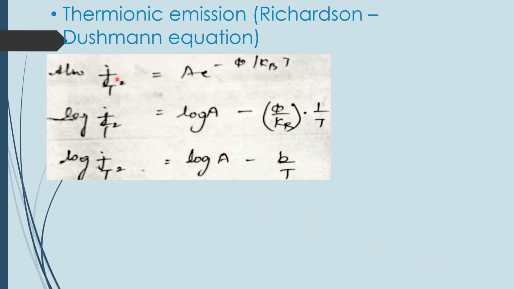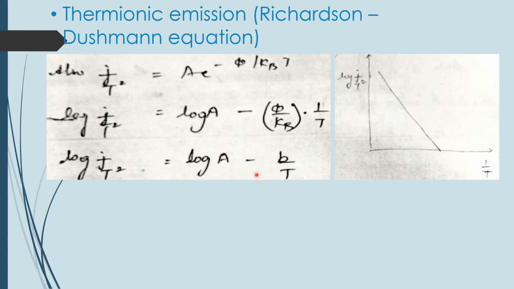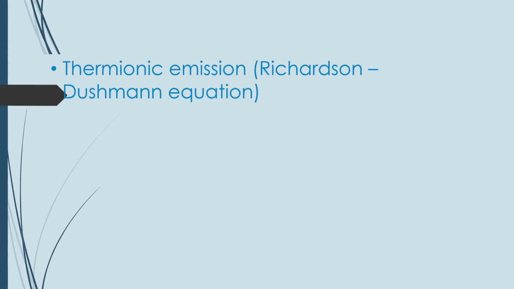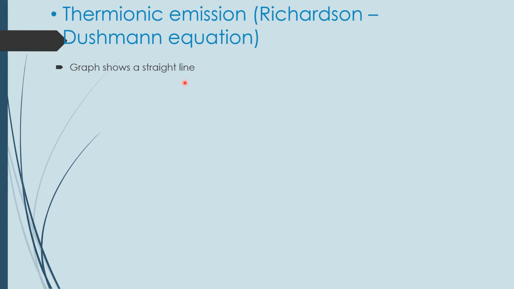Rearranging the equation, we can write J by t square is equal to A e raised to minus phi by kt. Taking the log, log of J by t square is equal to log A minus phi by kt into 1 by t. This phi by kb is substituted as b. Using this equation, we can plot a graph of log J by t square versus 1 by t. The graph shows a straight line with slope as minus phi by k, intercept as log A.